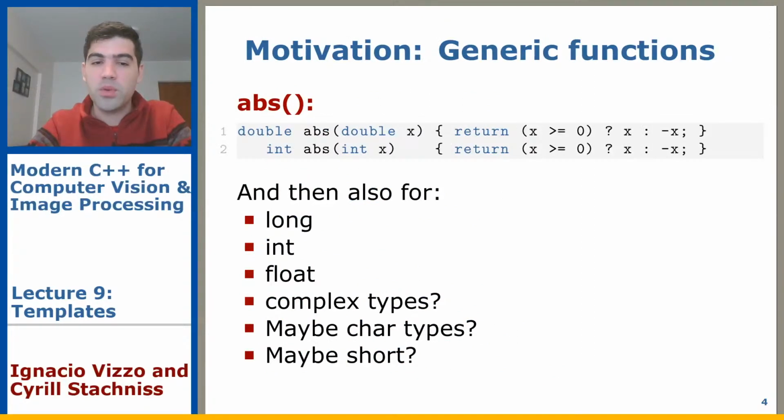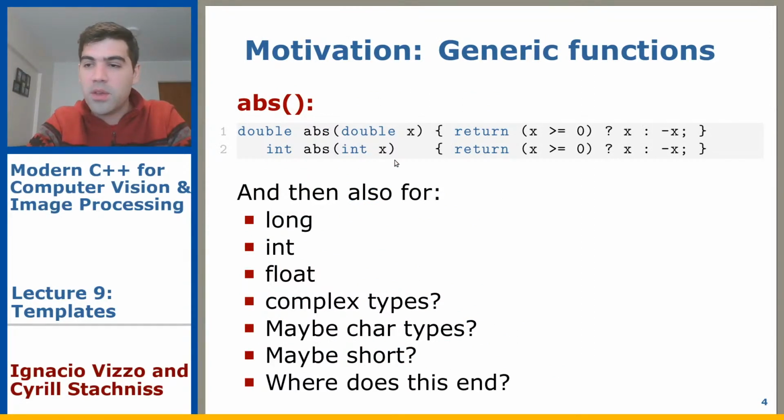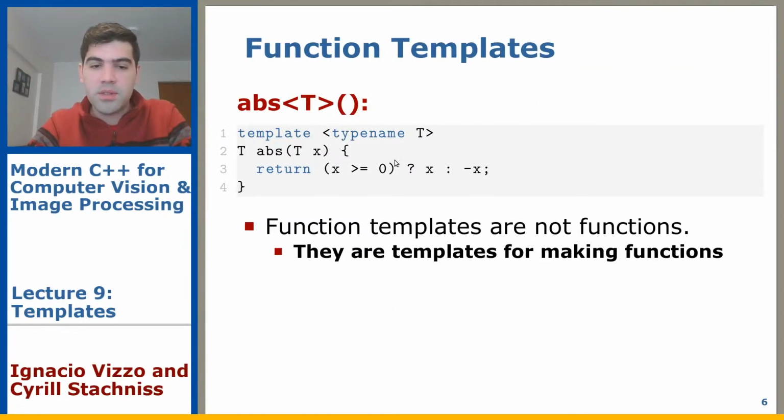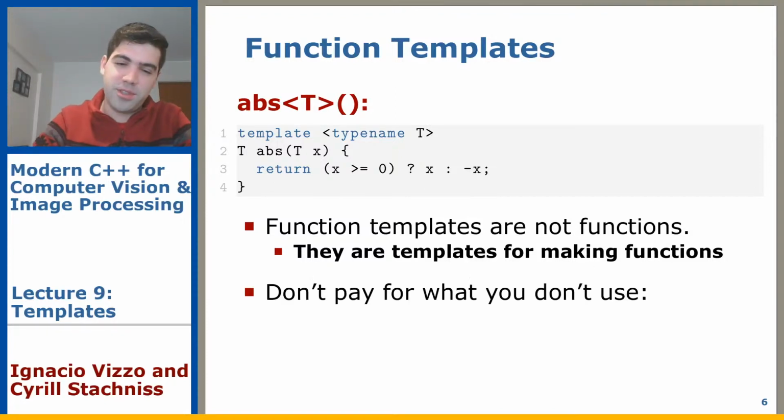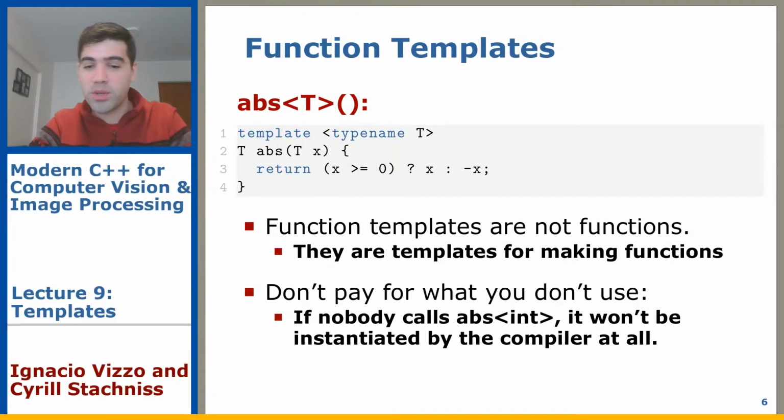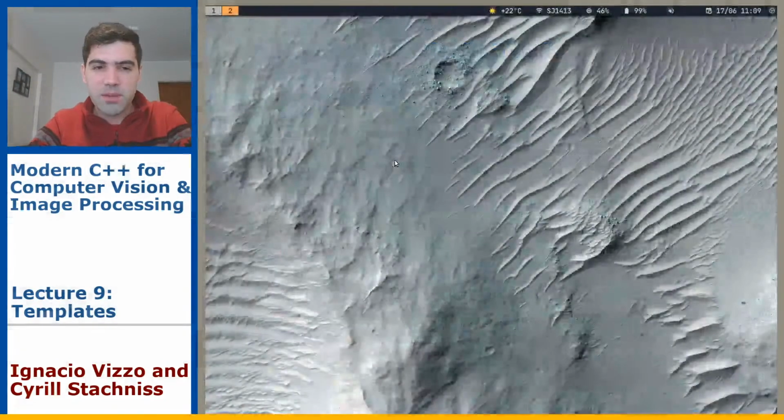In this case, when you do it the other way, you always define this function, even if you're not using it, right? So just keep in mind that function templates are not functions. They are templates for making functions. This is quite different, and you don't pay for what you don't use. If nobody calls a given function, then it won't be instantiated by the compiler. So let's see one example.